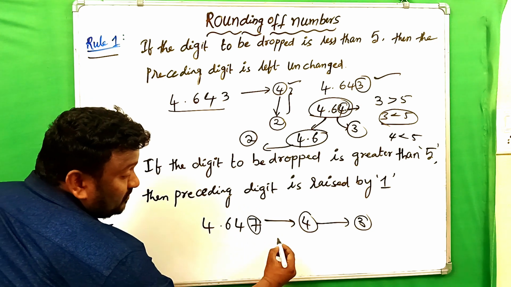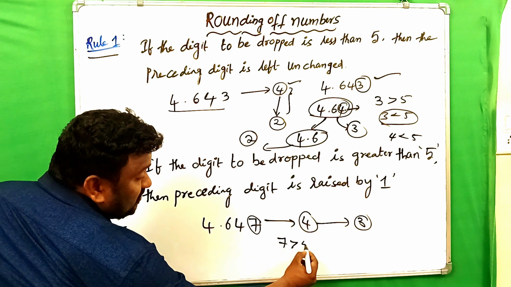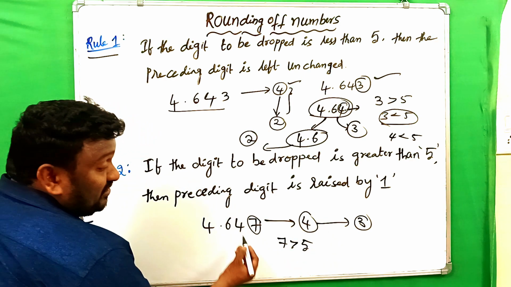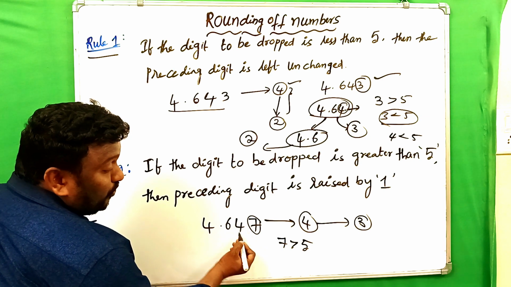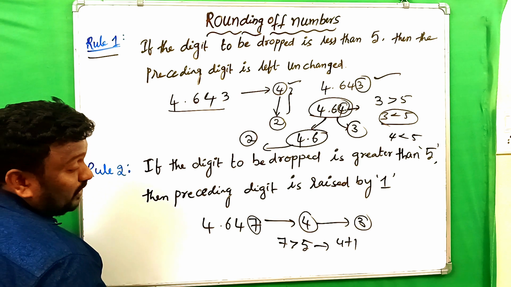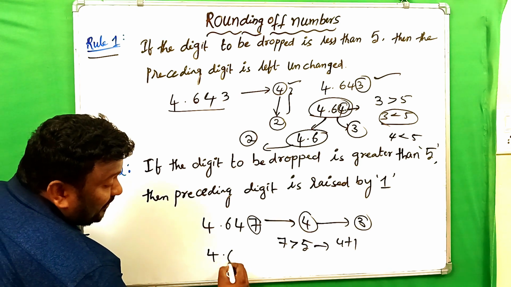Here the number 7 is greater than 5. That's why the preceding number, which is 4, is going to be increased by 1 or raised by 1. Then it should be written as 4.65.